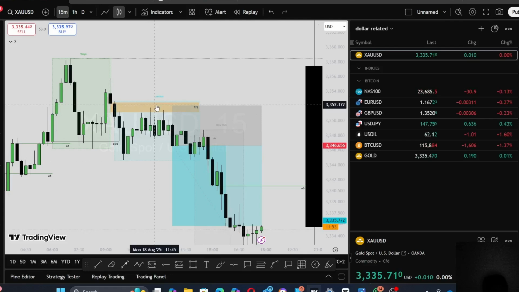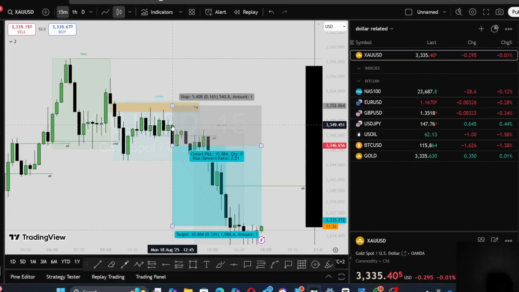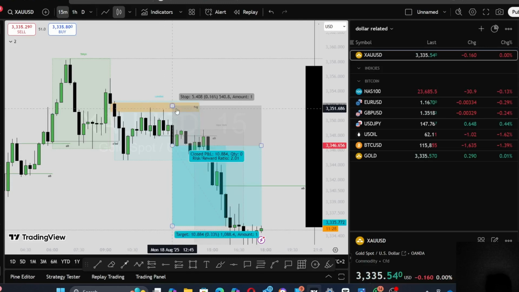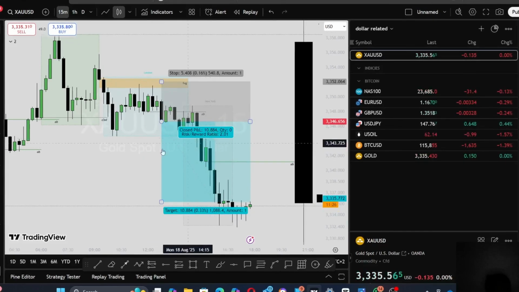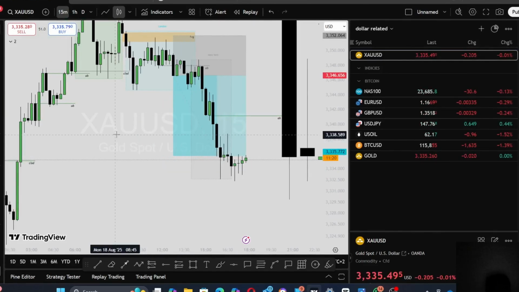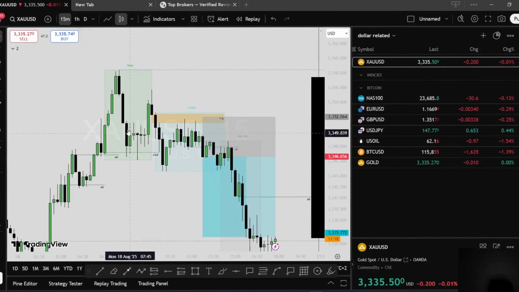I waited for the manipulation of the high of the candle, or the low of the candle, that was responsible for coming into this fair value gap, which is this candle right about here. But I waited for price to close below right about here. Once price closed below, I opened my position, stop loss above the protected swing point, and targeted 1:2, right about there.